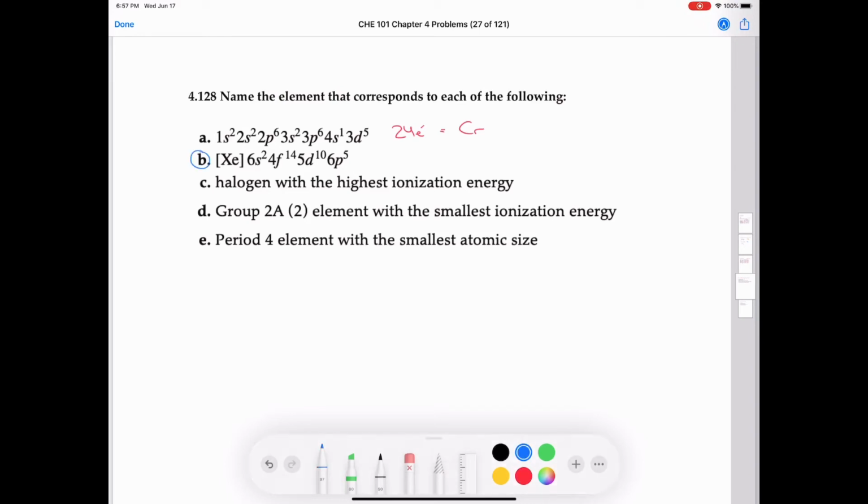In B, I have xenon, and then from xenon I go to 6s2. That takes me to barium, and then I go through the lanthanides, which is 4f14, then to 5d10, which takes me all the way through to mercury. And then I have 6p5. So when I go to 6p5, I get to astatine. So astatine, and the atomic symbol for astatine is At.